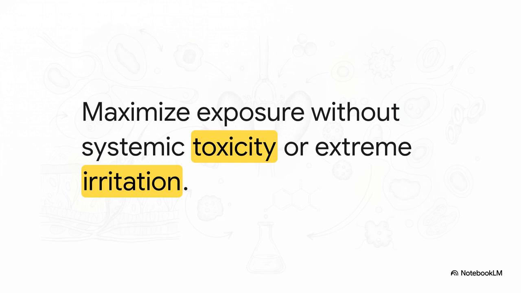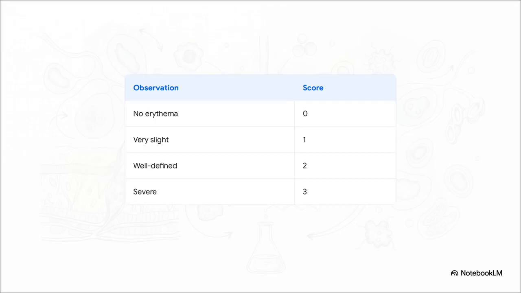Think of it kind of like the Goldilocks phase. You're hunting for that highest possible concentration that maximizes exposure, but, and this is a big but, it can't be so strong that it causes systemic toxicity like lethargy or changes in breathing. Oh, and it definitely can't cause excessive local skin irritation either. So that begs the question, what exactly counts as excessive local irritation?